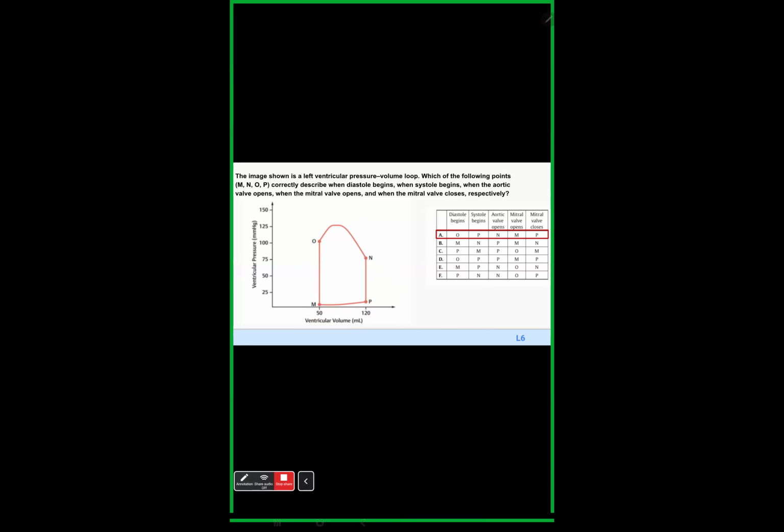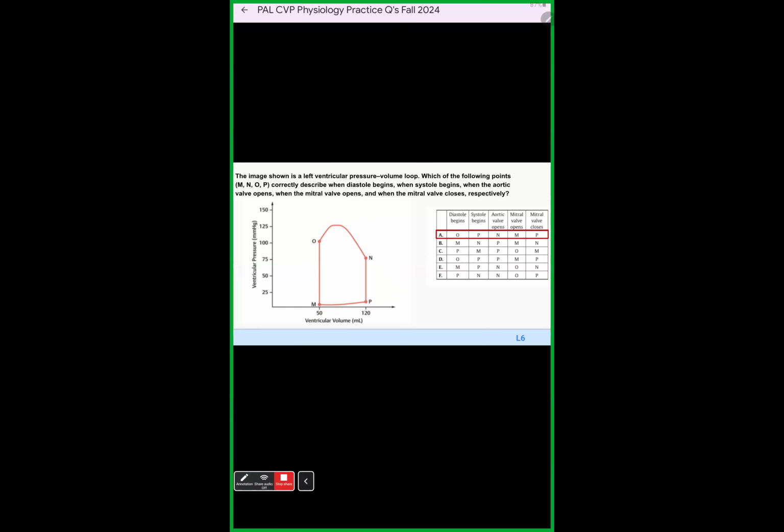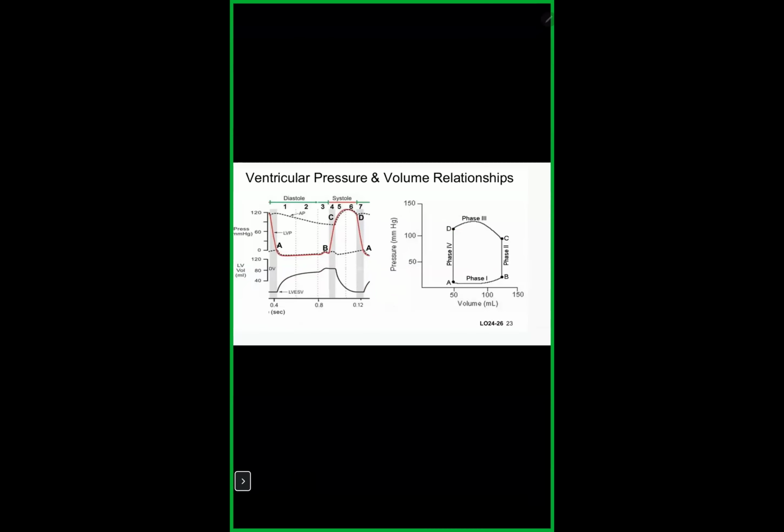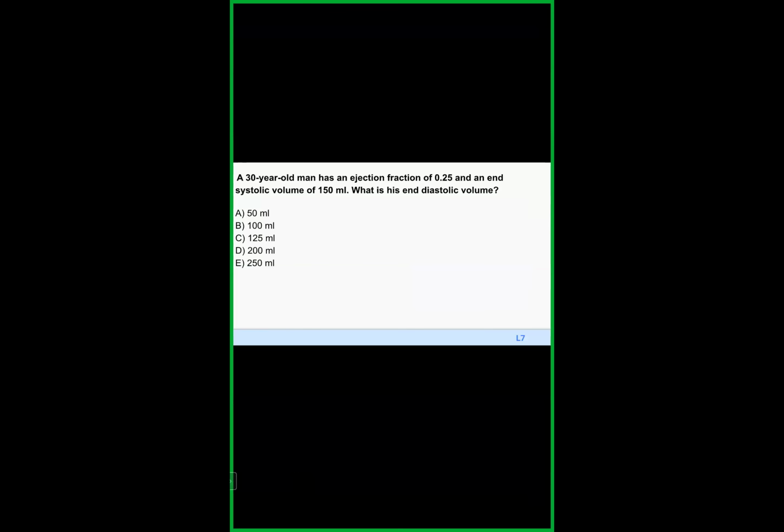Okay, I'm going to move on to the next question. So this is a slide to explain that. And here. Okay, so a 30-year-old man has an ejection fraction of 0.25 and an end systolic volume of 150 milliliters. What is his end diastolic volume? This requires some calculations, and it also requires you to memorize some formulas. So I will give you time to come up with a calculation, and then we'll go over it together.